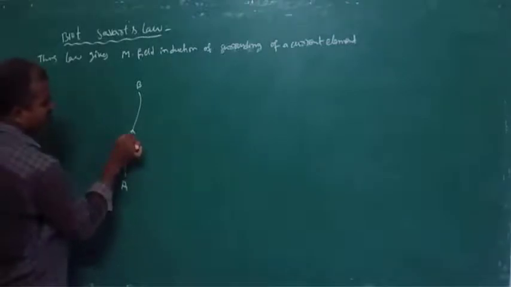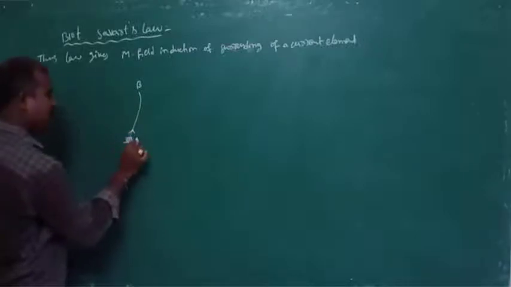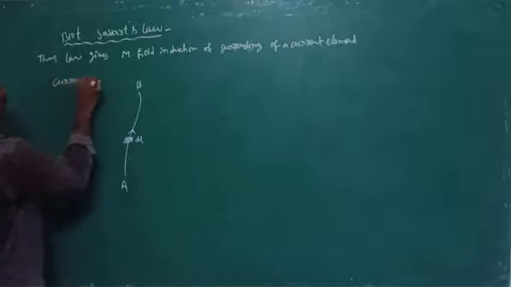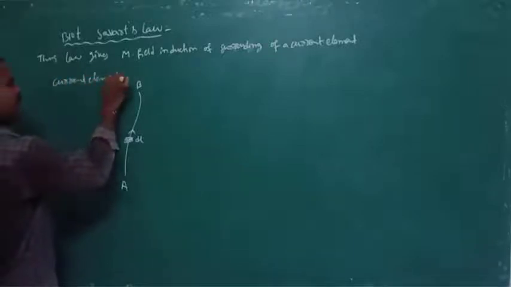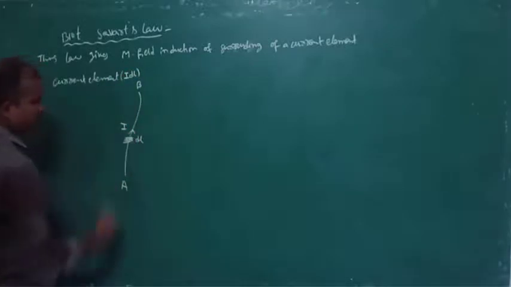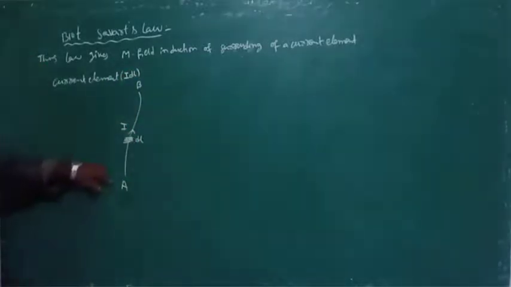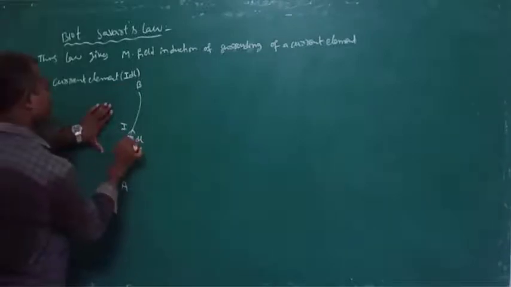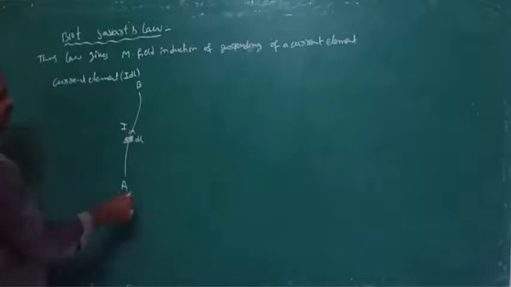Let me consider a small element of length dl. Then the current element is I dl. I dl is the current element. AB is the current carrying wire of length L. Let me consider a small element of this current carrying wire.